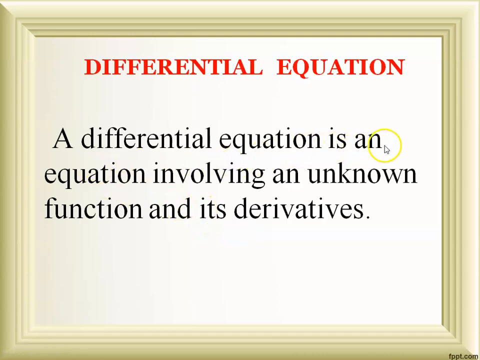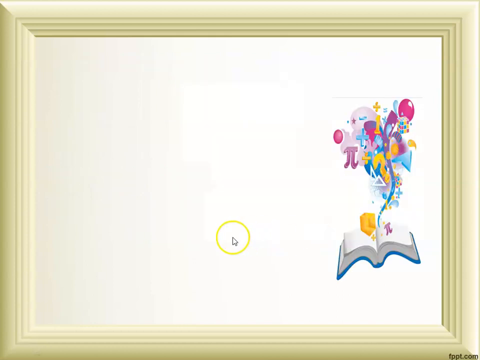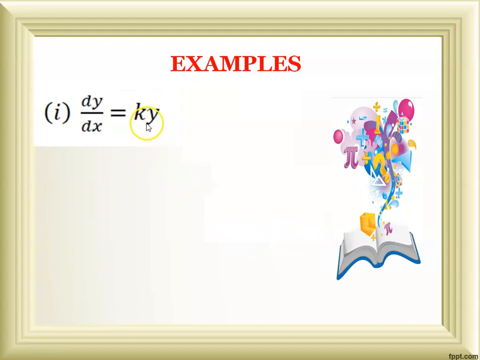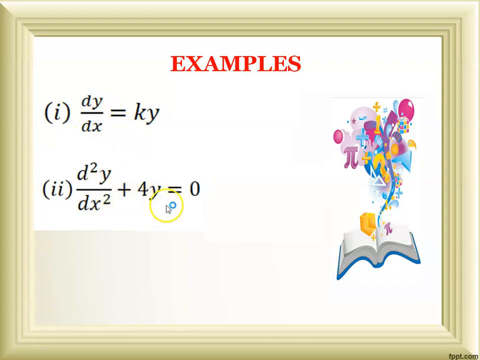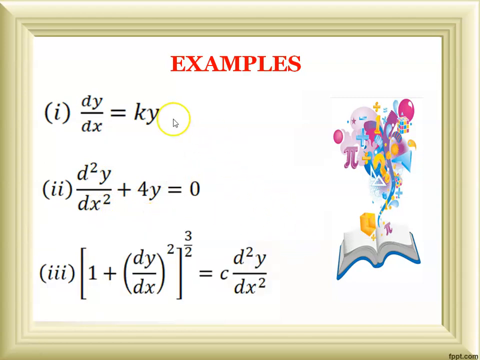A differential equation is an equation involving an unknown function and its derivatives. So look at the examples. Here the unknown function is y and its derivative is dy by dx. In dy by dx, y is a dependent variable depending on x, and x is an independent variable. Here also the unknown is y and the derivative is d square y by dx square. These are all differential equations.